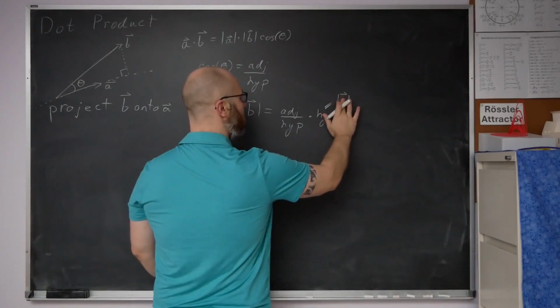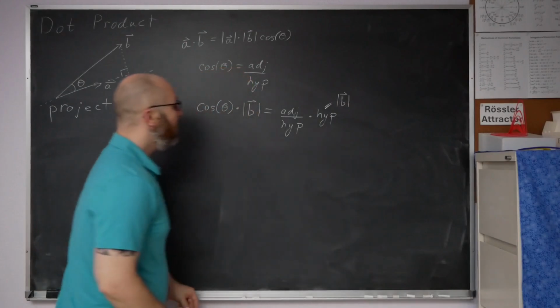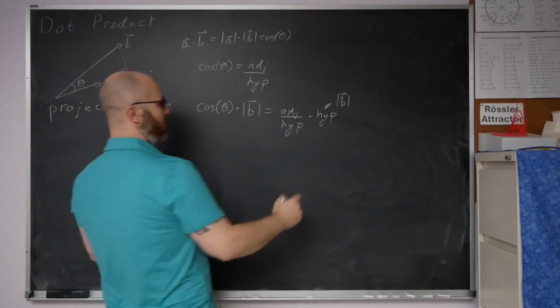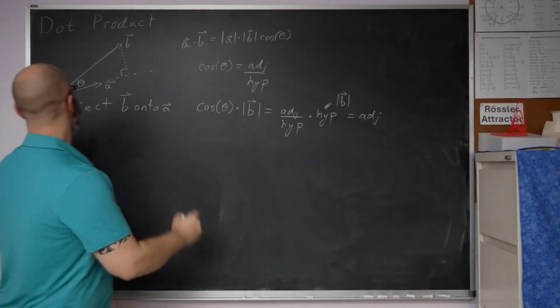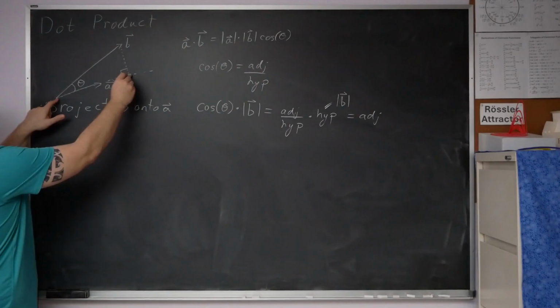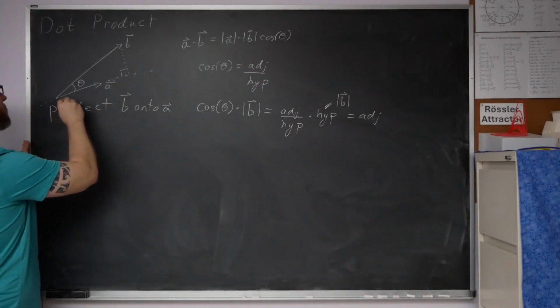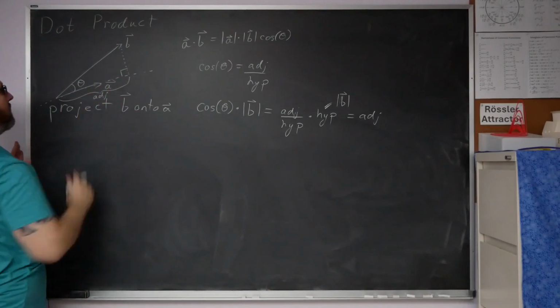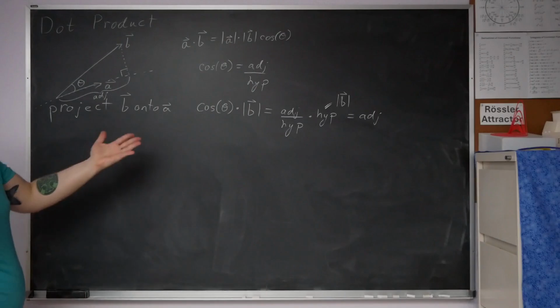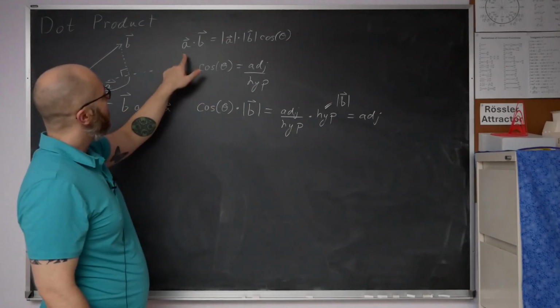Let me make that B a little more B looking. All right, so that would just give you the adjacent, which is the side length we want. We wanted this length. Let me just put that in this picture. Okay, well, we're almost there with A dot B, right?